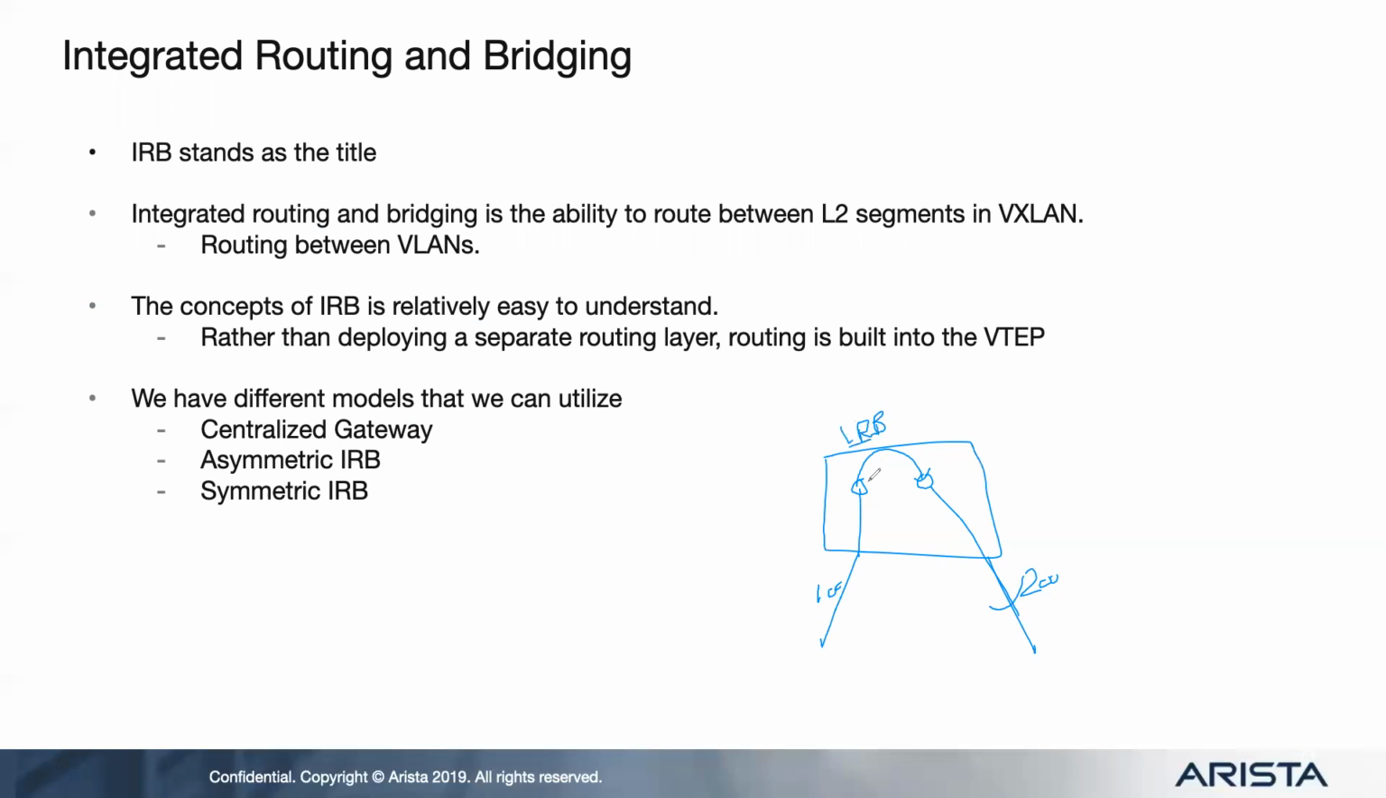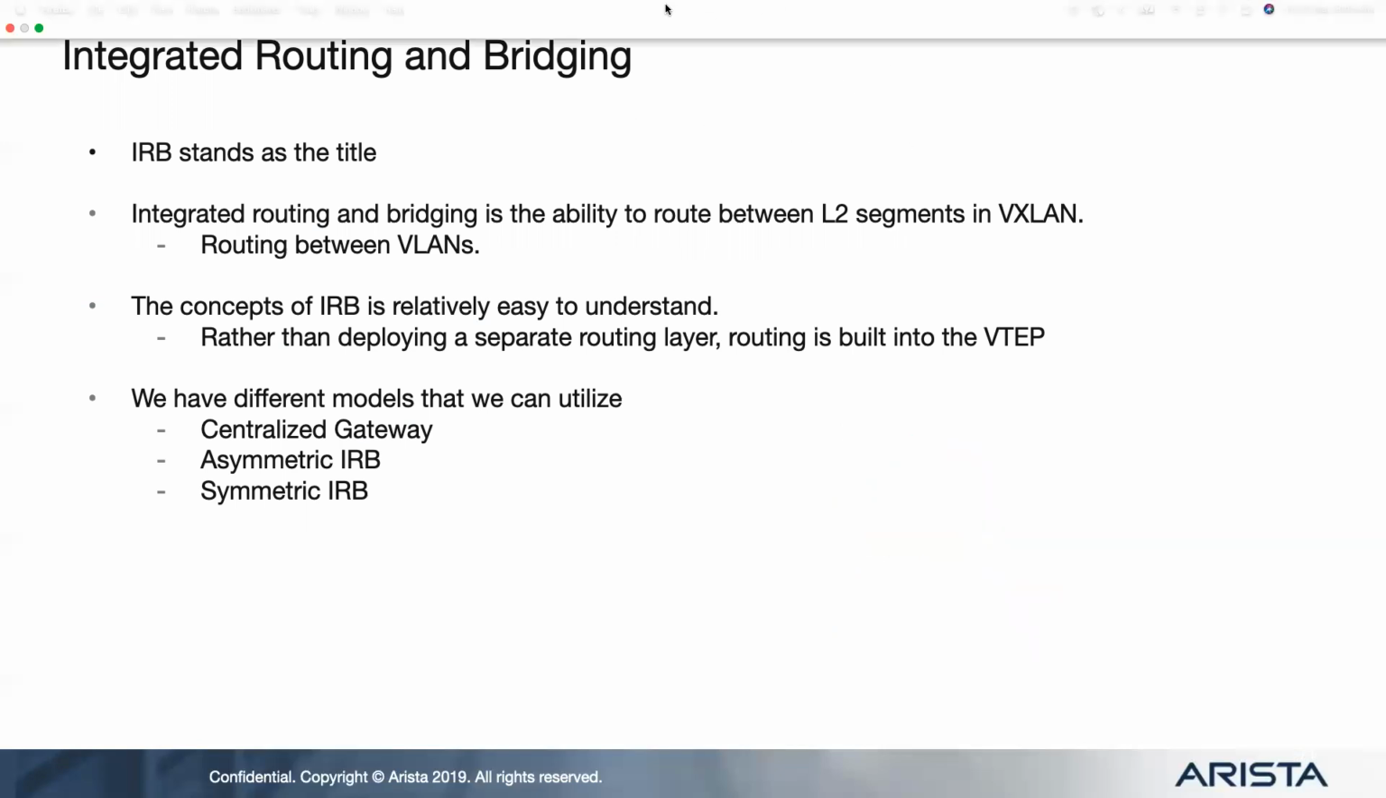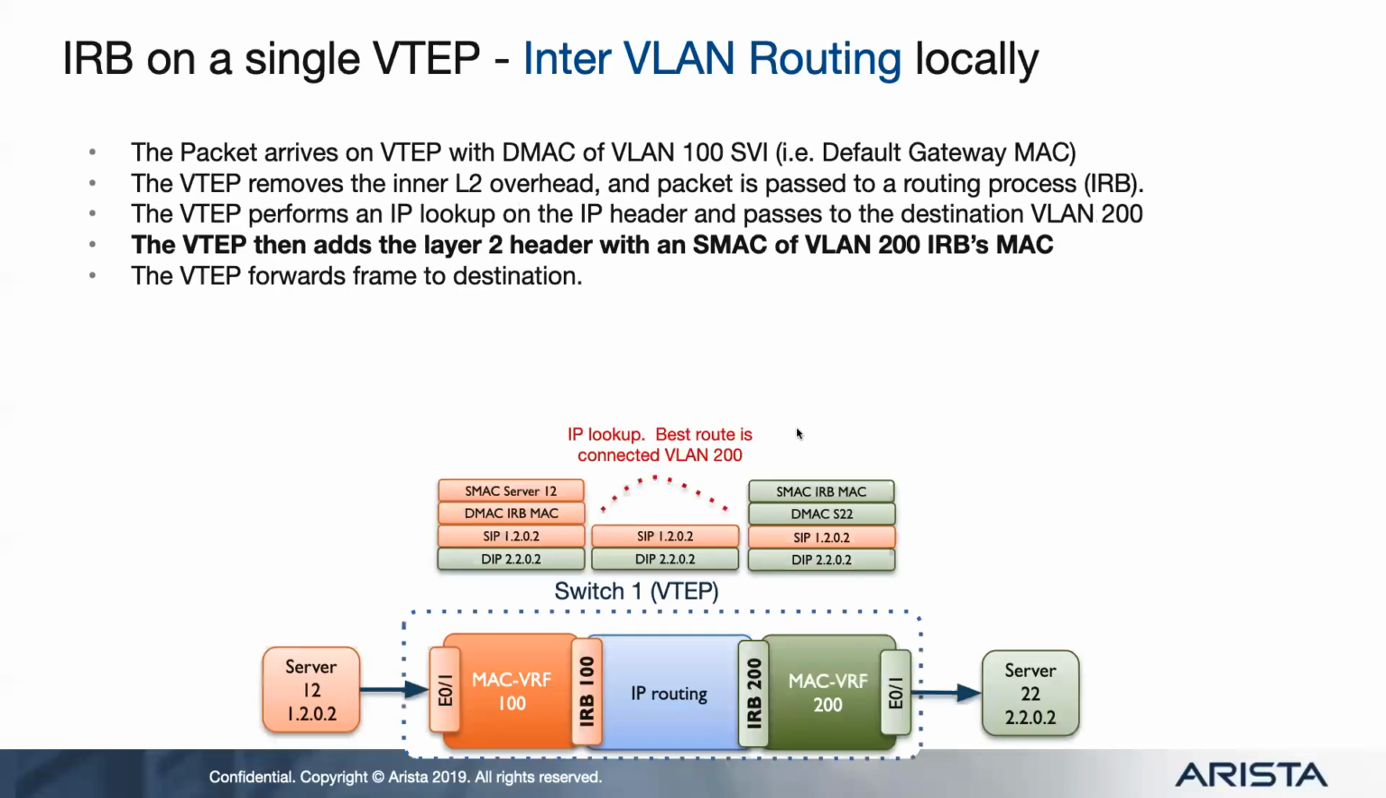So basically you are routing from one VLAN to another VLAN and then bridging into that VLAN, right? That's why it is called IRB, or we also call it SVIs. That is routing between one SVI and another SVI. So that's the concept of IRB. To get more detail, let's go to the next section. This is the next slide.